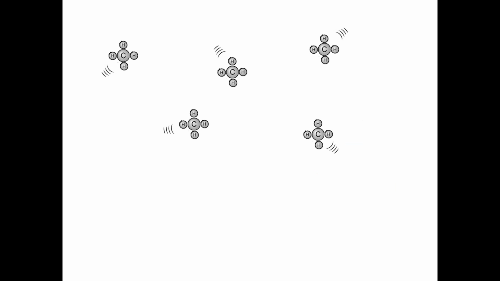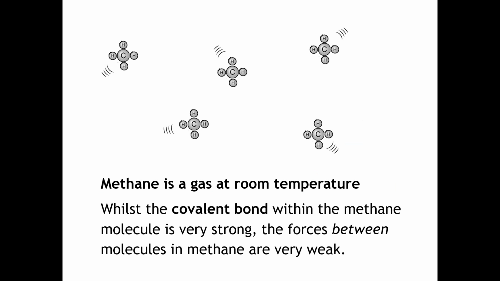However, let's think about what that means for methane. Here are some methane molecules. Methane is a gas at room temperature. Each individual molecule is a covalent molecule held together by strong covalent bonds. However, between the molecules, there are very weak forces between them. All of the bonding, all of the energy is contained within the molecule of methane. And there are very few interactions.